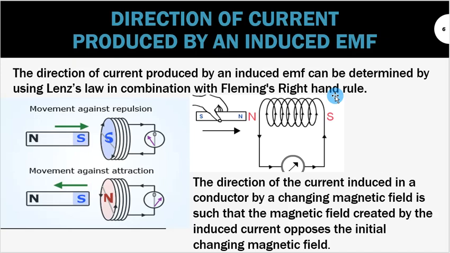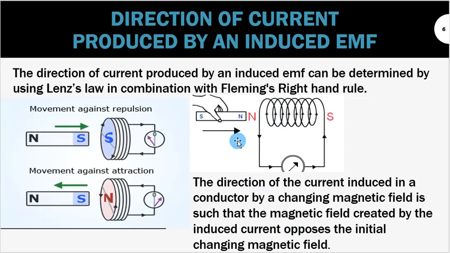According to Lenz's law, the direction of current induced in a conductor by a changing magnetic field is such that the magnetic field created by the induced current opposes the initial changing magnetic field. Now you don't need to be confused by this law. You can go over it a number of times. I don't want you to memorize it. I want you to understand it.